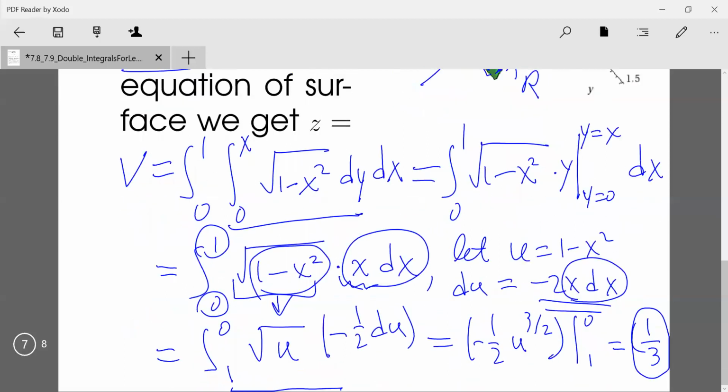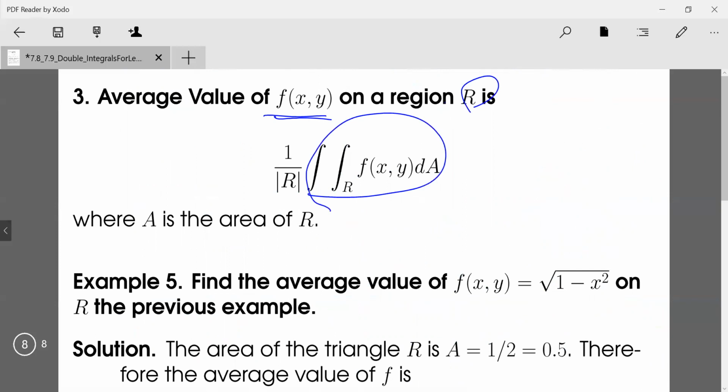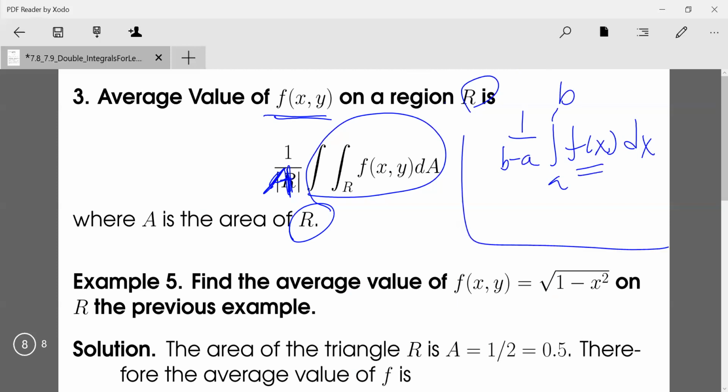As our last application here, we're going to define the average of a function on a region R. If we divide the integral by the area of the region, this A here being the area of the region R, it's similar to the single-variable case: if you have a function f of x, you integrate from a to b and divide by the length of the interval, you get the average value of the function f.